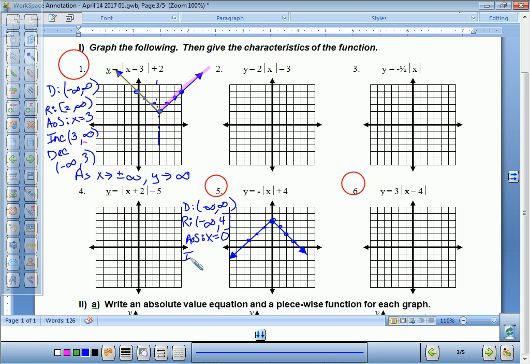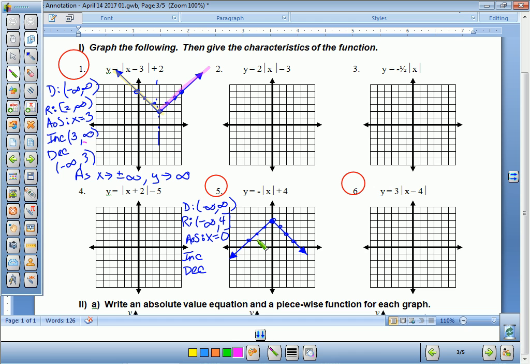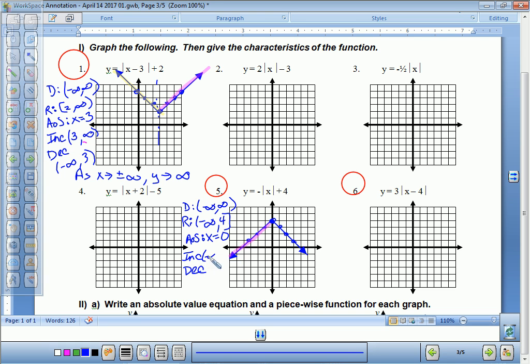All right, increasing, decreasing. So these are going to be different because this one was reflected. This function is increasing here. So as we move right, it is increasing on this side, from negative infinity to 0. And this function decreases from that point on. So it's decreasing from 0 to positive infinity. It was hard to see my negative. Let me try that again. Negative infinity. There we go.